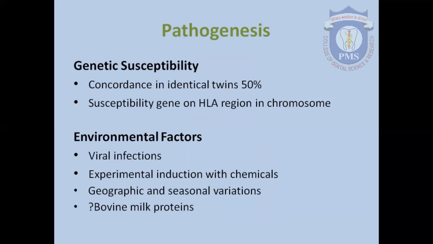Genetic susceptibility. Concordance in identical twins 50%. Susceptibility gene on HLA region in chromosomes. Environmental factors like viral infections, experimental induction with chemicals, geographic and seasonal variations, and bovine milk proteins.